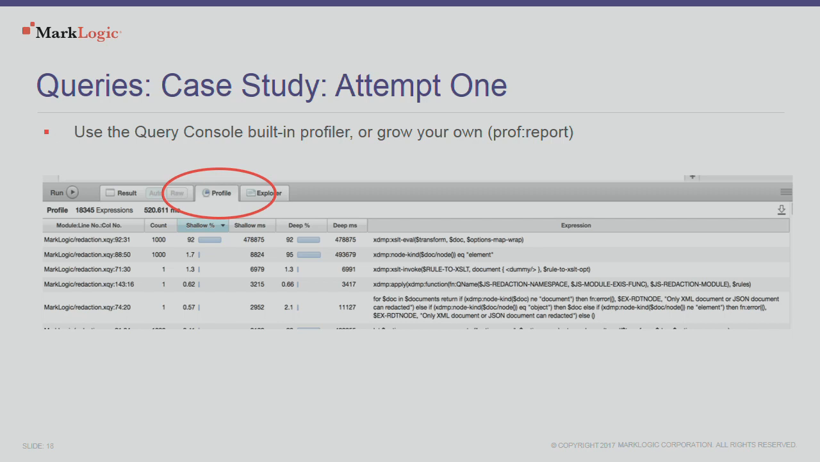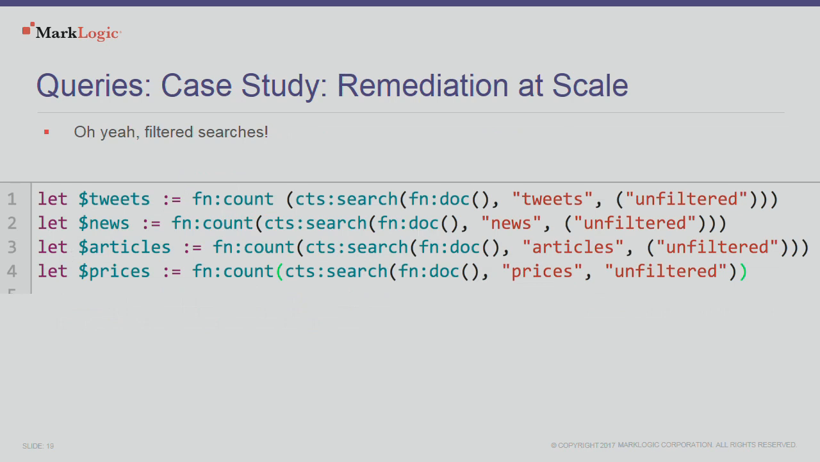So at this point, things aren't working out too well. I start profiling. So this profile tab is in Query Console. You can also write your own profiling application with prof:report, and that will output the info to your log. So you start profiling, and it's like, oh yeah, filtered searches. I remember that, walking to Seattle. So at this point, we can change the cts:search call to unfiltered, and things get a lot better.